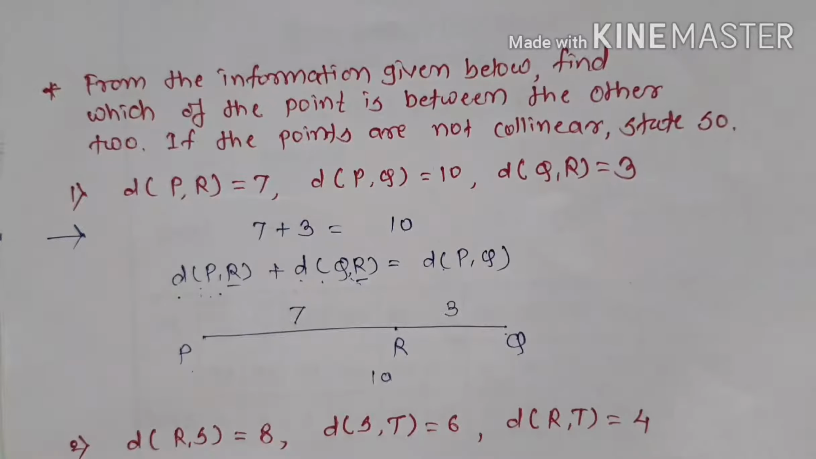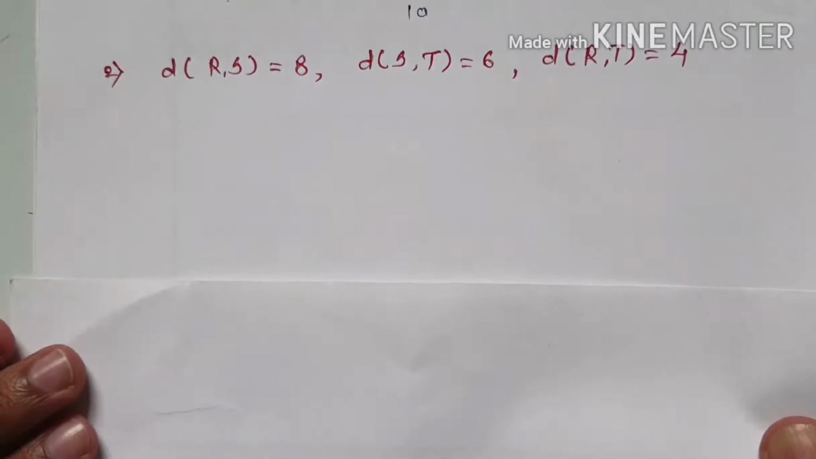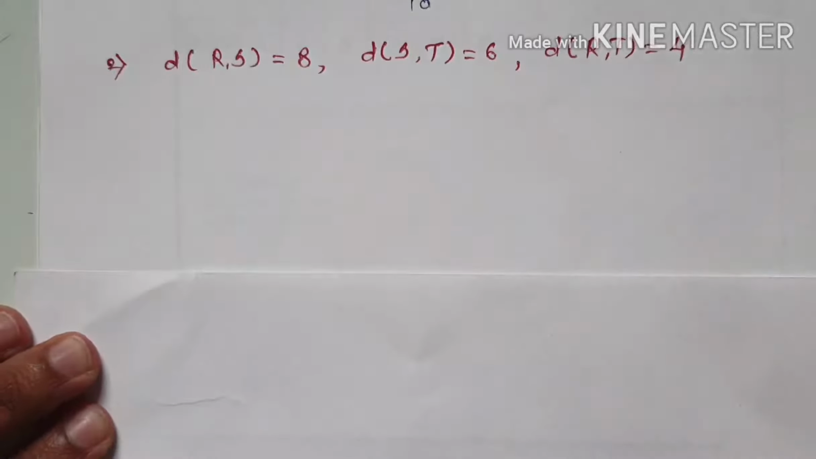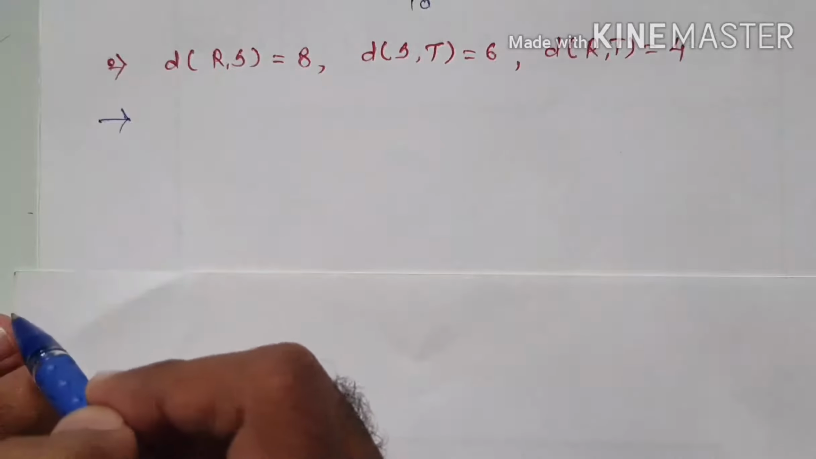Similarly, we have another problem. The same question is there. The distance RS is given to be 8, distance ST is 6 and distance RT is 4. So again the same question is there.